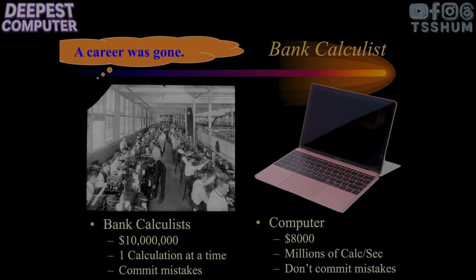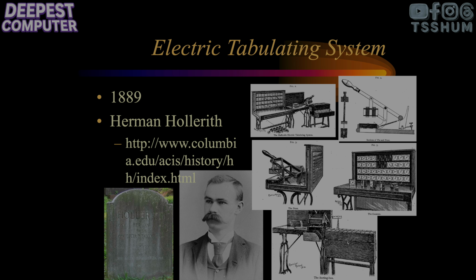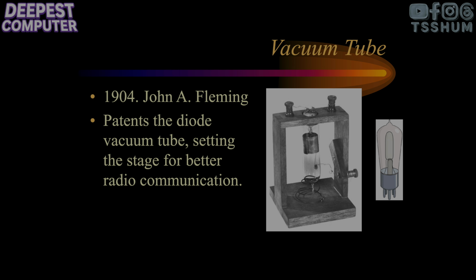The introduction of computers vastly outperformed bank calculists, who made mistakes and calculated slowly for high salaries. Computers, being faster and more accurate, changed the nature of this work. Herman Hollerith developed the electric tabulating system in 1889. John A. Fleming patented the diode vacuum tube in 1904, which was a crucial step for better radio communication.